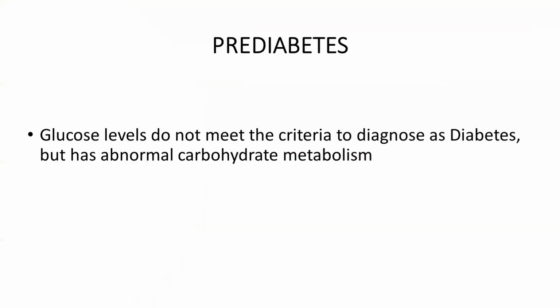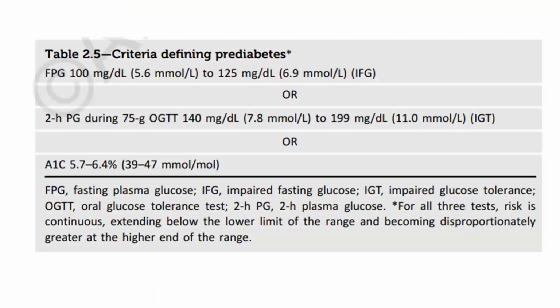So there's an entity called prediabetes. Prediabetes is a state where the blood glucose level is not high enough to diagnose as diabetes as such, but there is some abnormal carbohydrate metabolism. To define prediabetes, there are some cutoff marks, and the same screening tests can be used. The cutoff values would be fasting between 100 to 125, 2-hour plasma glucose levels between 140 to 199, and the HbA1c levels between 5.7 to 6.4. So these patients fall into the prediabetes category.